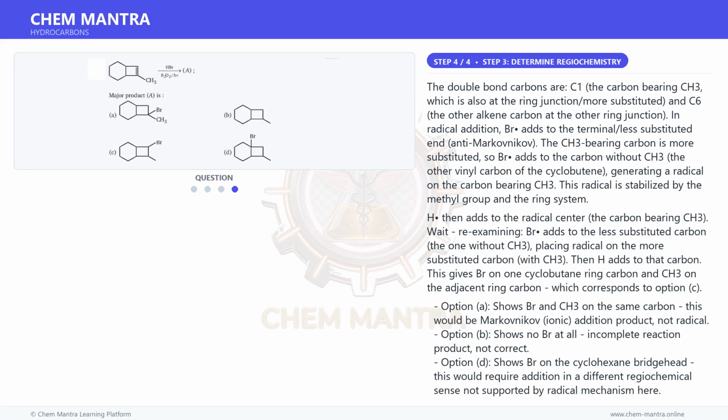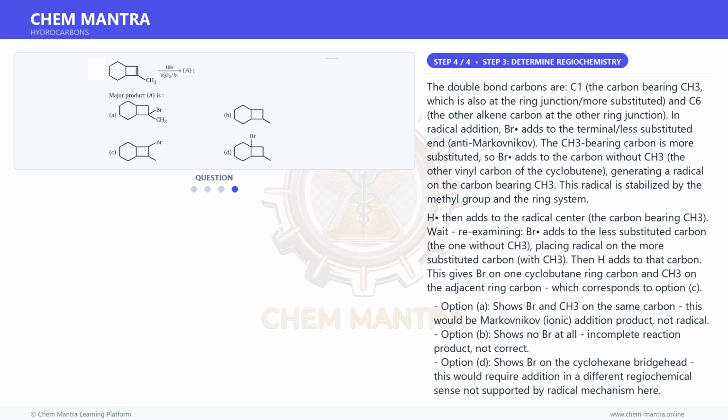And for the final step, the double bond carbons are C1, the carbon bearing CH3, which is also at the ring junction, more substituted, and C6, the other alkene carbon at the other ring junction. In radical addition, Br adds to the terminal, less substituted end, anti-Markovnikov. The CH3-bearing carbon is more substituted, so Br adds to the carbon without CH3, the other vinyl carbon of the cyclobutene, generating a radical on the carbon bearing CH3.